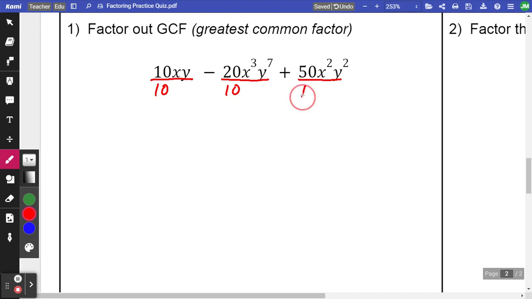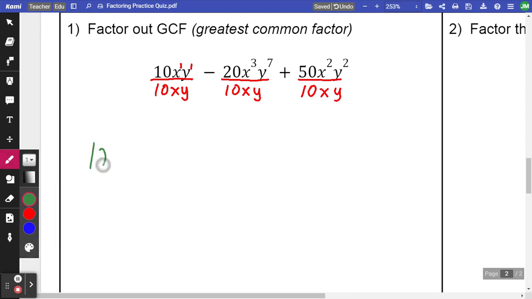Now taking a look at the variables, we have both x and y's for all of these. We have x to the first, y to the first, x to the 3, y to the 7, x squared, y squared. And so the lowest one out of all of these happens to be x to the first for x, and the lowest one for the y's happens to be y to the first. That means that at most I can pull out x out of all of these and y out of all of these. So my greatest common factor is 10xy.